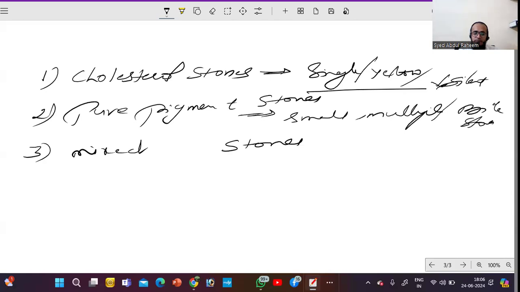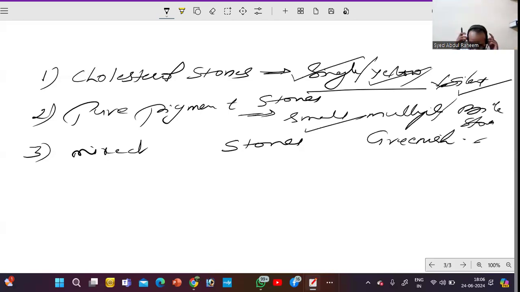Okay, you have to remember this: it is mostly greenish color. So cholesterol type stone is single, yellow, and if it increases it is silent, and pure pigment stones are small. So pure pigment stones are small, multiple, and it is purely a bile stone, and they are greenish color. Okay, these are the three things you have to remember.